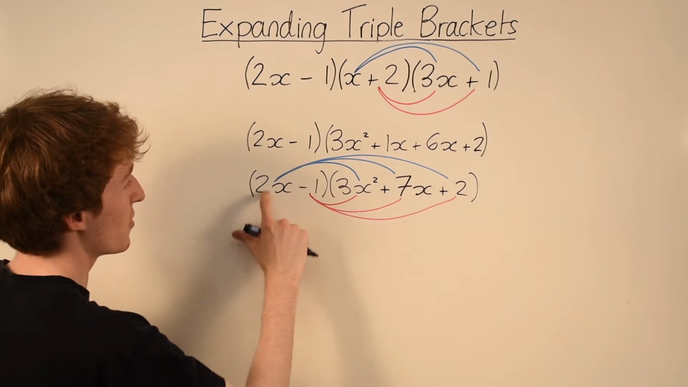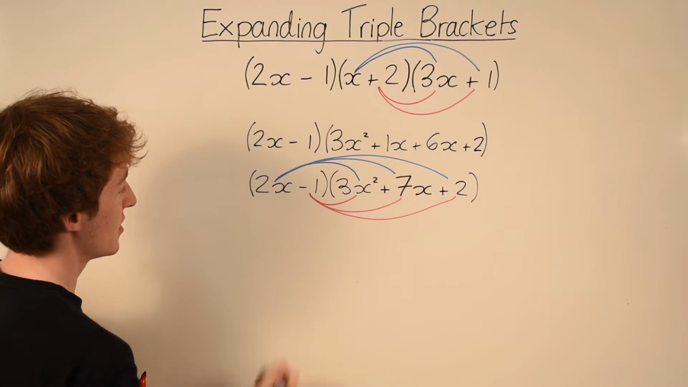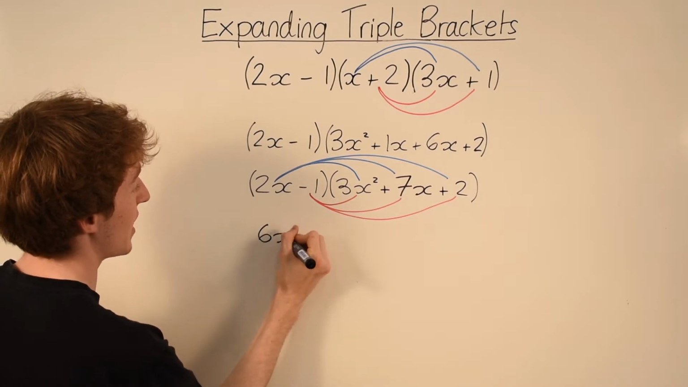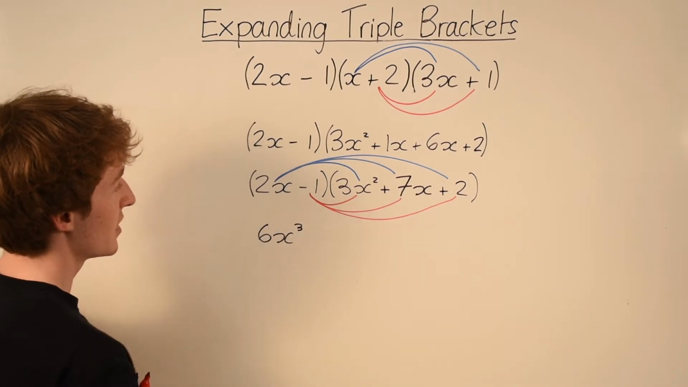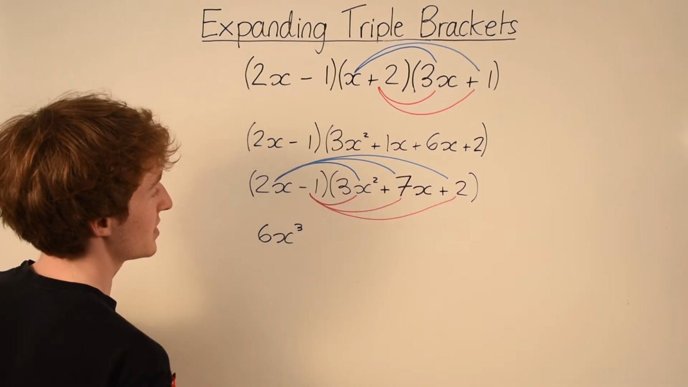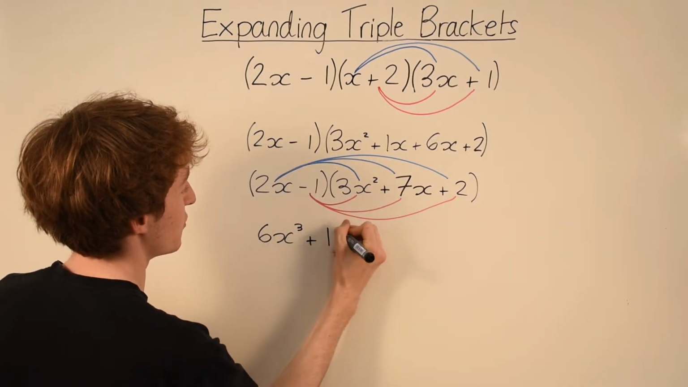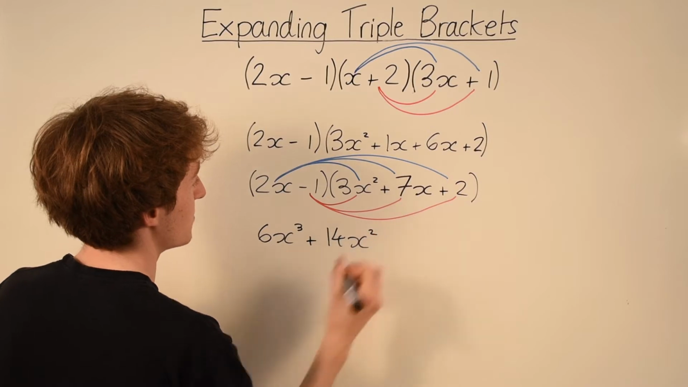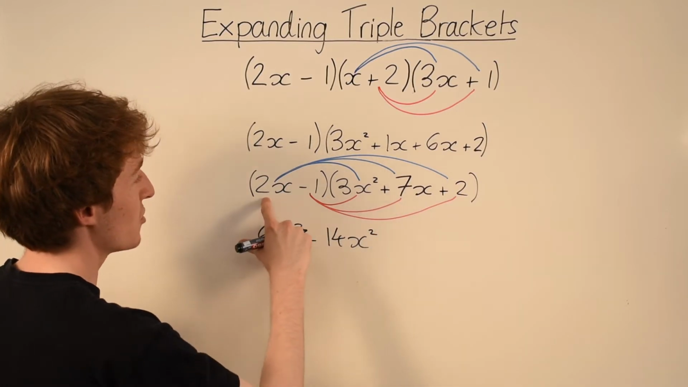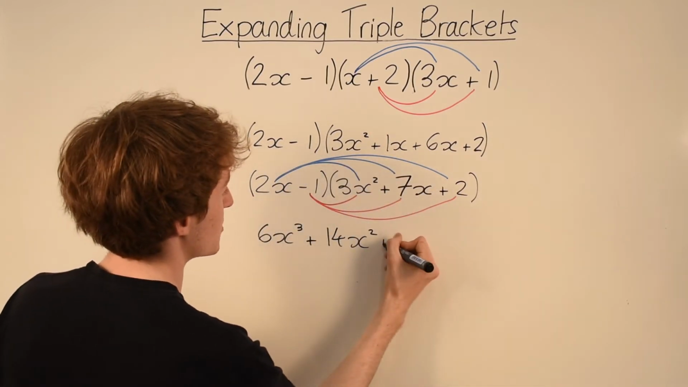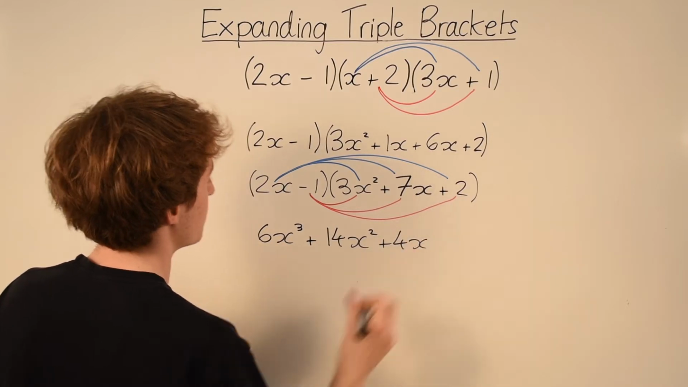So let's start with 2x multiplied by 3x squared. That's going to give us 6x cubed. Now we've got 2x multiplied by plus 7x. That's going to give us plus 14x squared. And then we've got 2x multiplied by plus 2, which gives us plus 4x.